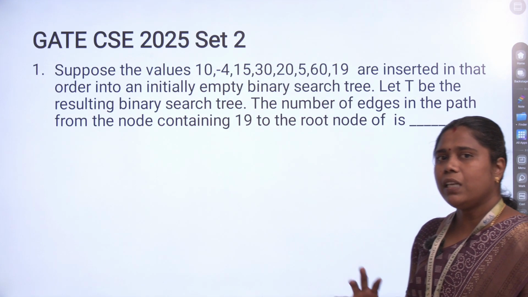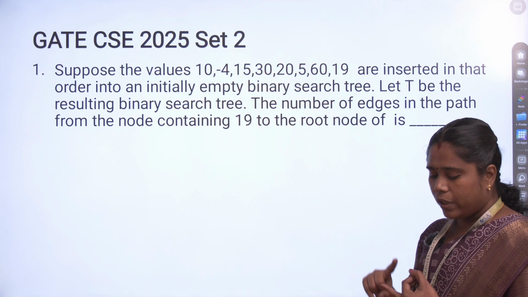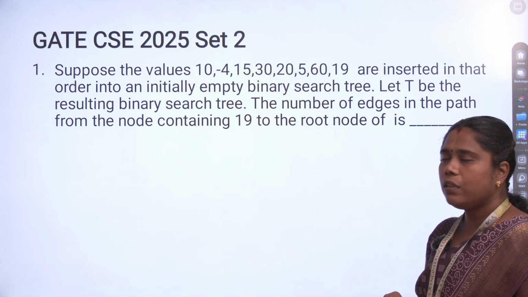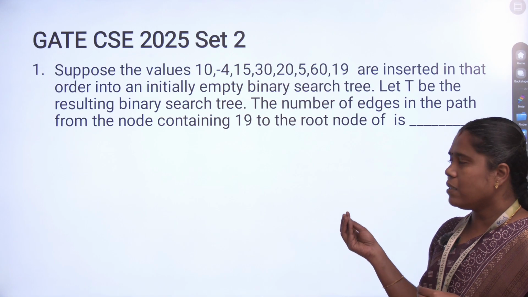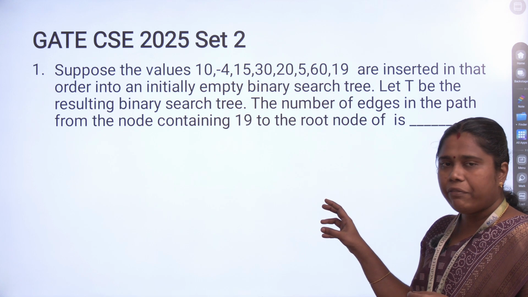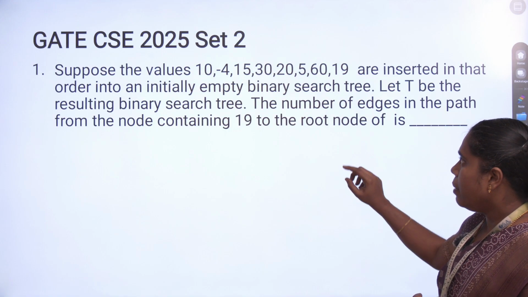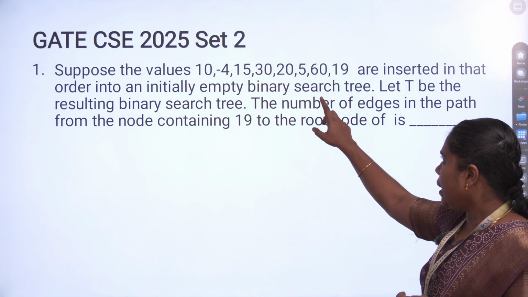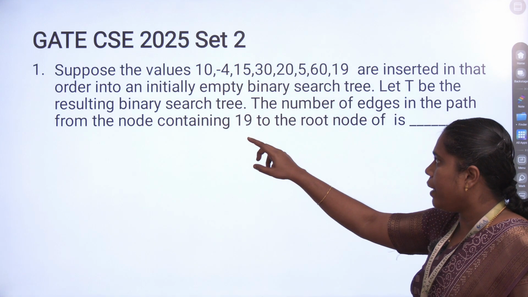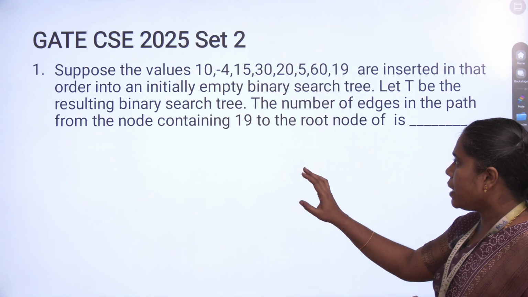So now we have seen some introduction about the non-linear data structure, that is, trees. We have studied what a tree is, what a binary tree is, what a binary search tree is, then B tree and B plus tree. Now we are going to solve some of the GATE questions that were asked in previous years. The first question is taken from the year 2025 set 2. Suppose the values 10, minus 4, 15, 30, 25, 60 and 19 are inserted in that order into an initially empty binary search tree. Let T be the resulting binary search tree.